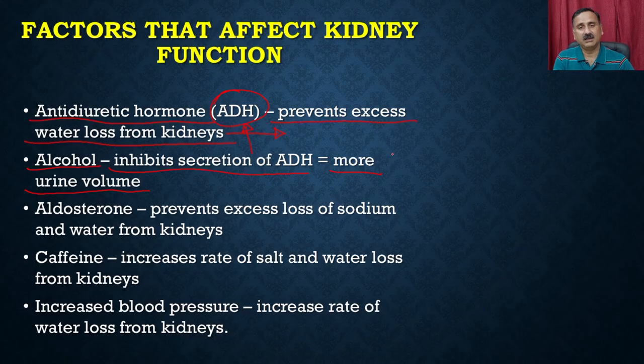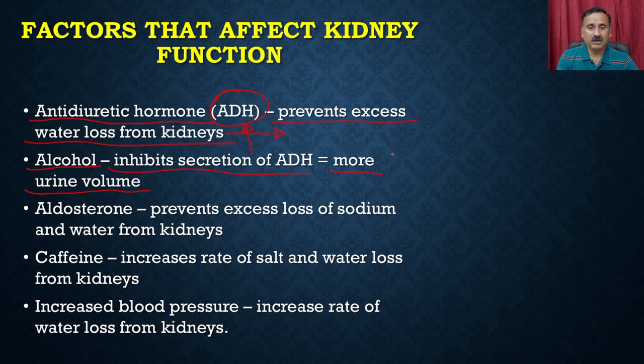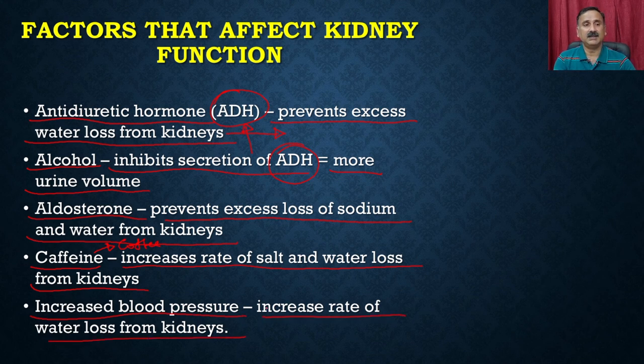And that's why you might have seen that people who consume alcohol urinate more frequently, because of the ADH. Then we have aldosterone, which prevents the excess loss of sodium and water from the kidney. Then we have caffeine. Caffeine is present in coffee, right? And caffeine also increases the rate of salt and water loss from the kidney, and that's how caffeine acts as an antidiuretic agent. It also increases the blood pressure. So increasing the rate of water loss from the kidney also increases the blood pressure.